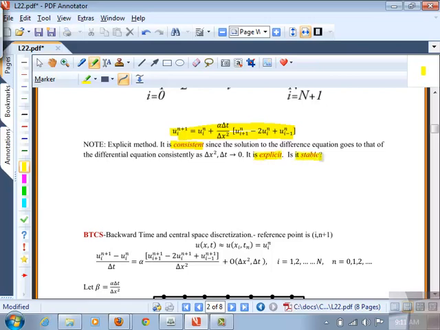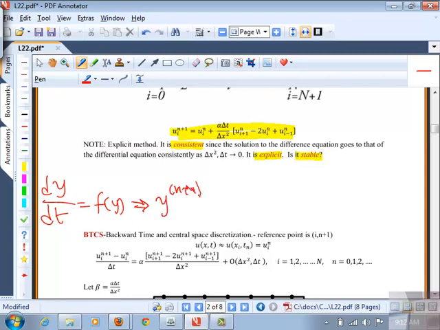Is it stable? We need to understand how to determine the stability of such difference equations. We saw in the ordinary differential equation case a simple model equation, dy/dt equals lambda y. I'm talking about the equation dy/dt equals f of y, for example. To determine the stability, first we do the discretization. The discretization tells you that y^(n+1) at the next time step is some function of y^n, y^(n-1), y^(n-2), etc., if it is a multi-step method. We take this differential equation, dy/dt equals lambda y, and rewrite this as y^(n+1) for the model problem. So this is the general algorithm. For the model problem, we take this and write it as some factor times y^n.